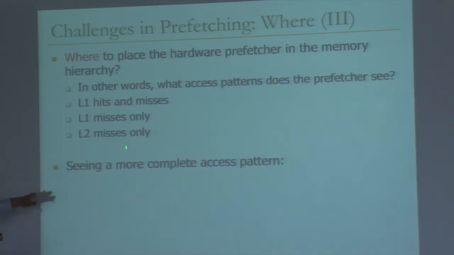Now, as you go down or up the levels, the amount of information that the prefetcher is exposed to reduces, because accesses get filtered as you go up the levels, right? Up in terms of the numbers.